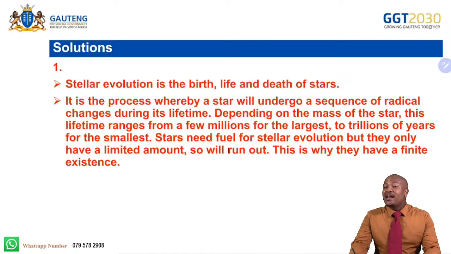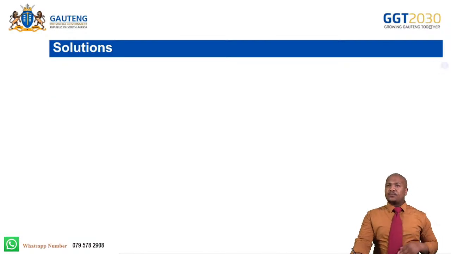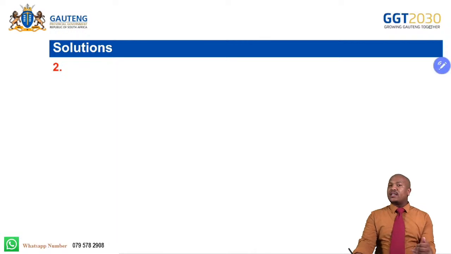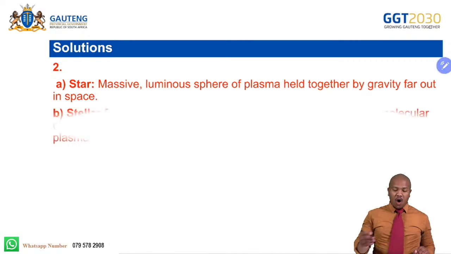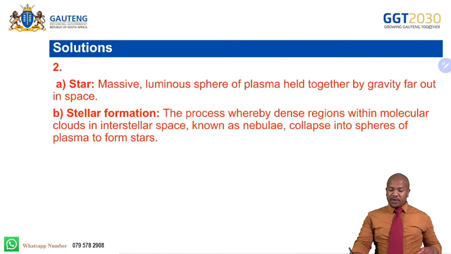Welcome back again, right? Let's look at number two. For the first one, we had star, and we said a star is a massive luminous sphere of plasma held together by gravity far out in space, or that shiny point in the night sky, or a ball of burning gas in the sky. Also, we have stellar formation, which is the process whereby dense regions within molecular clouds in interstellar space, known as nebulae, collapse into spheres of plasma to form stars.